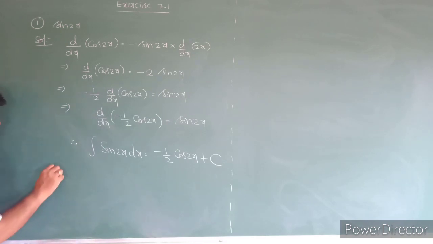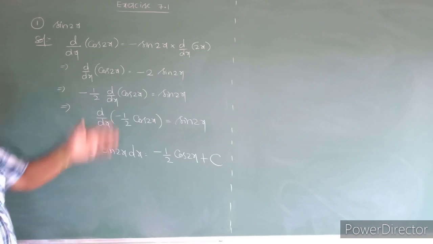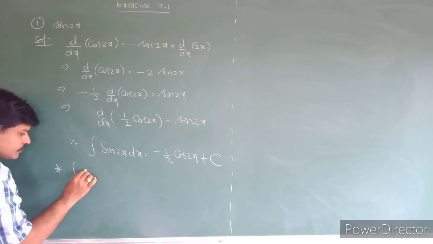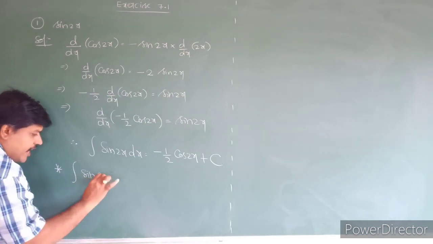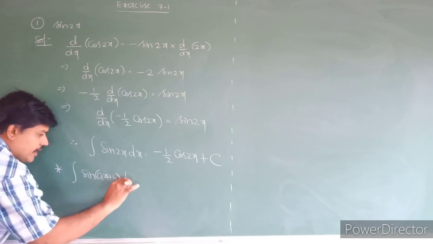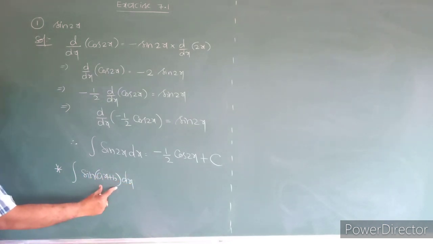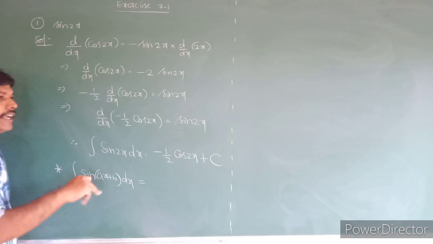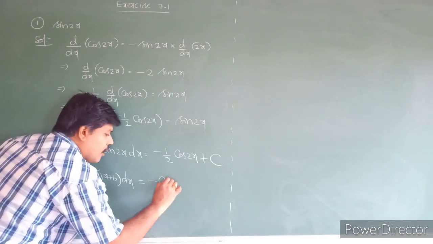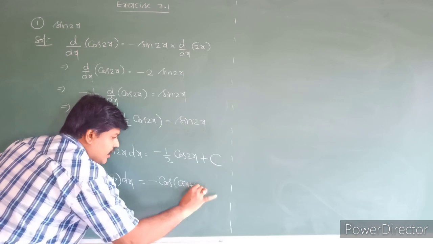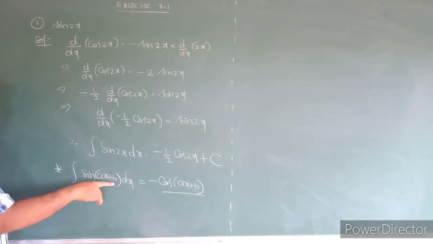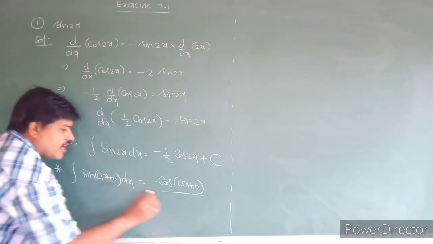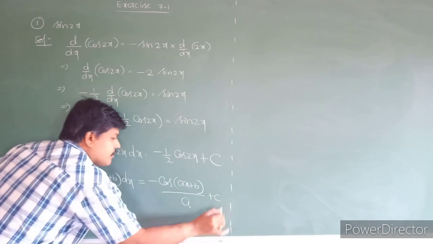Here I am going to give one important formula, so that next time we don't do all these processes. The formula is: integral of sin of ax plus b into dx. So in the place of x, you have ax plus b. Are you understanding that? What is the integral of sine? Integral of sine is nothing but minus cos of ax plus b divided by the derivative of ax plus b. The derivative of ax plus b comes into the denominator. What is the derivative of ax plus b? That is a, plus c.